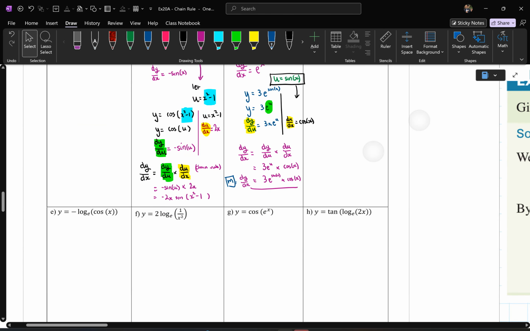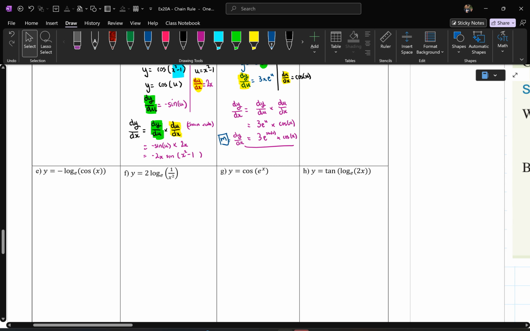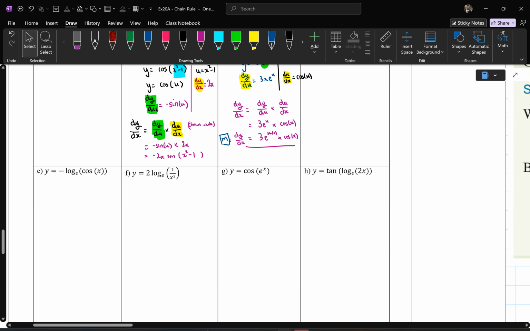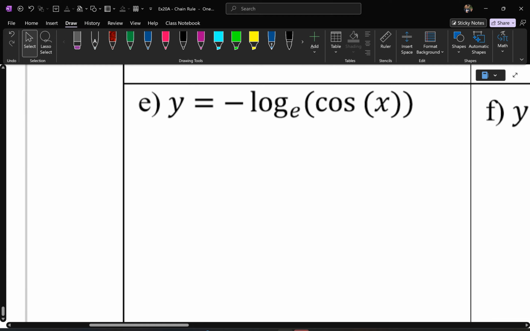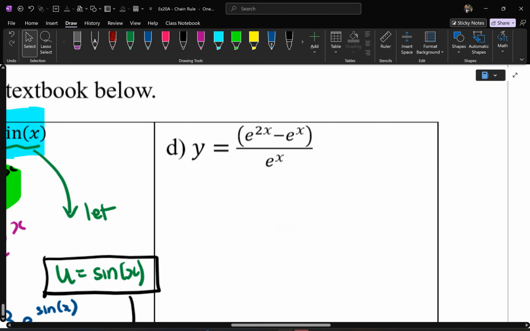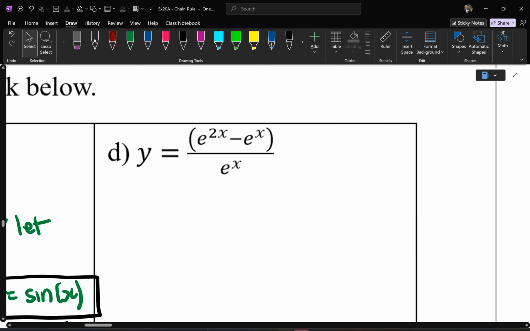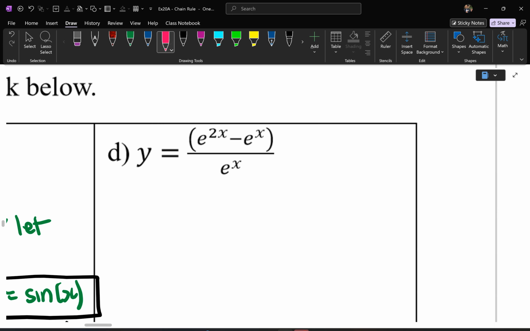Let's pick another one. What's a different one that we can do? We'll do a log one. Let's do E. If you're wondering how to do these fractions here, that's index laws. That's just same base, cancel them out. So what I taught you in previous sessions, write e to the 2x divided by e to the x, e to the x divided by e to the x.